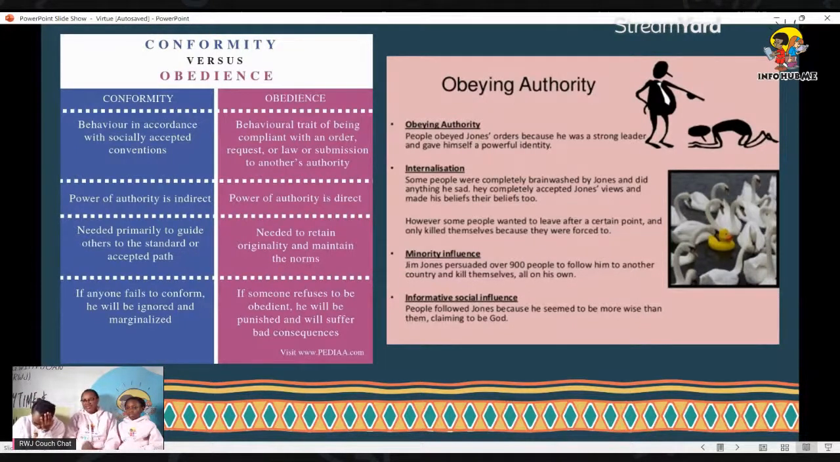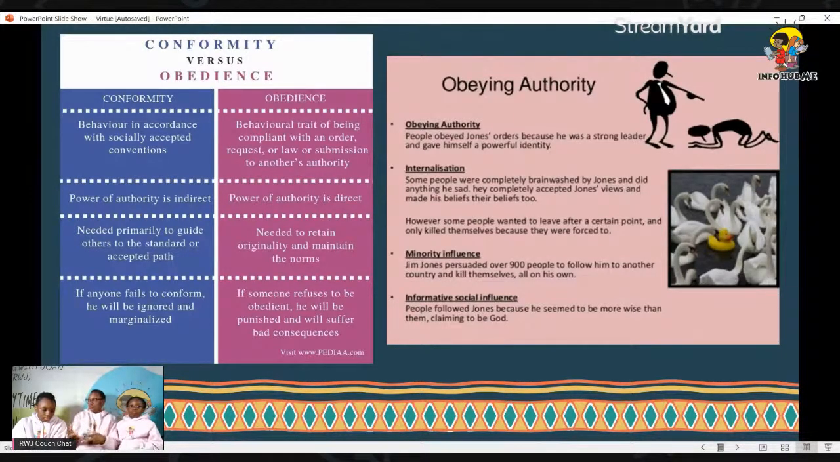And then informative social influence, like you said, people follow Jones because he seemed to be wiser than them, claiming to be God. Now he's acting as a spiritual authority to them. Now, the reason why I brought this poster, kids, is that when you're obeying authority, that doesn't necessarily mean your authority is right. Okay? Usually they are, but there's some. So there are some authorities that are mixed with drunken power, that they just want everybody to do what they want.